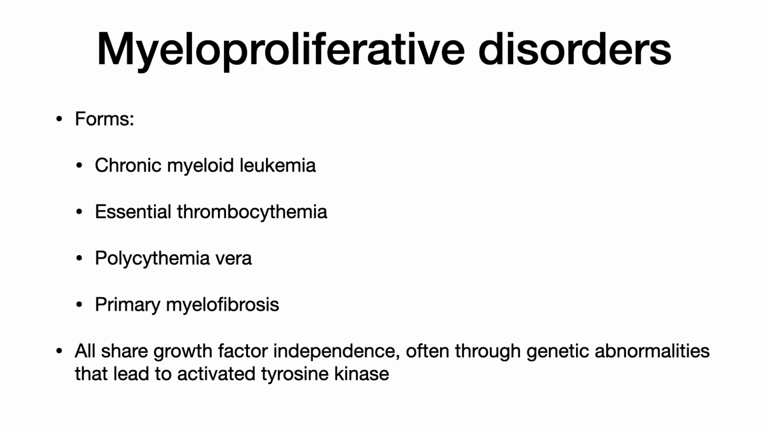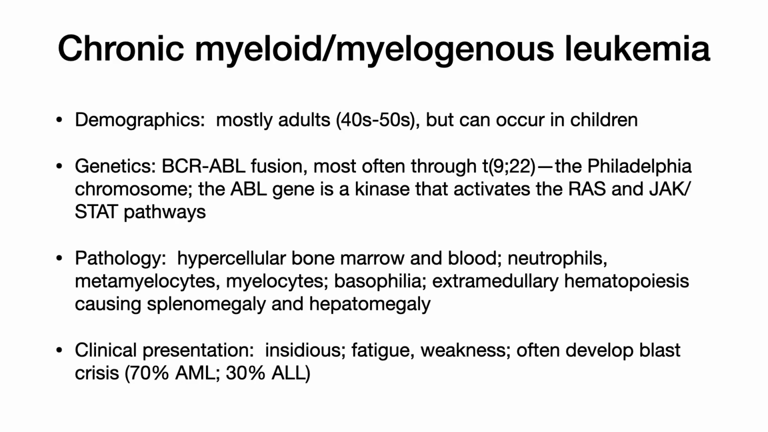And then with essential thrombocythemia, they're just producing too many platelets. Polycythemia vera, too many red blood cells. And it says all share growth factor independence, meaning that they're able to grow on their own. And it says it gets these through genetic abnormalities that activate a tyrosine kinase.